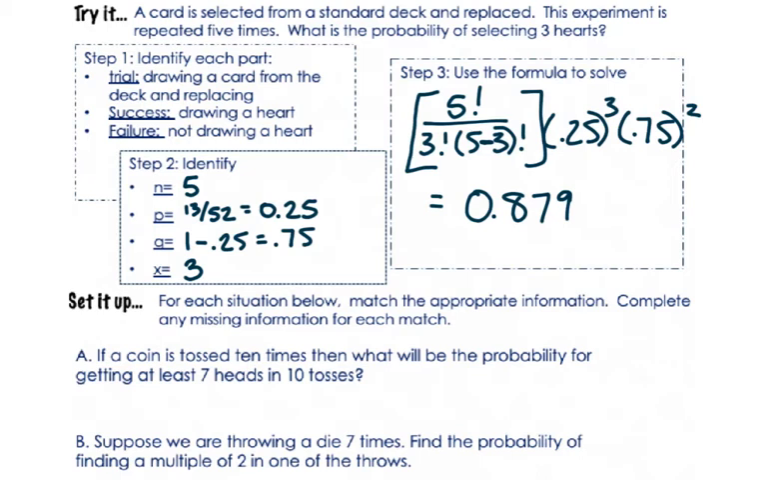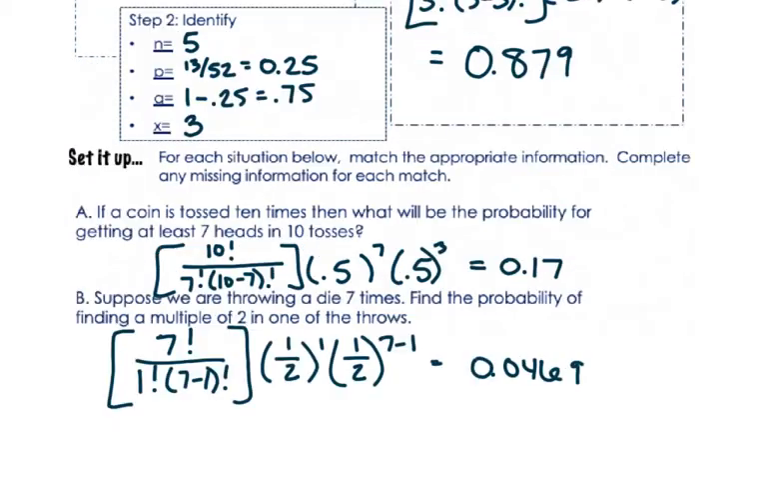Okay, so what I want you to do is see if you can do this for A and B. So I want you to pause the video and really try it, and then we'll go over it. So try it in 1, 2, 3. Alright, so you can see how I set it up. And then you just put it in your calculator and it spits out a number.